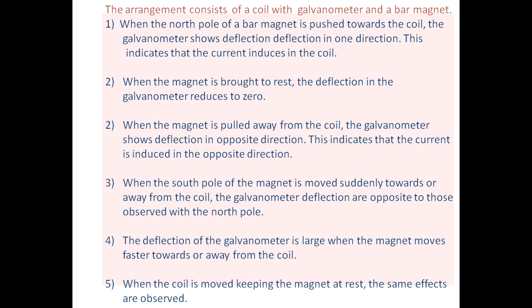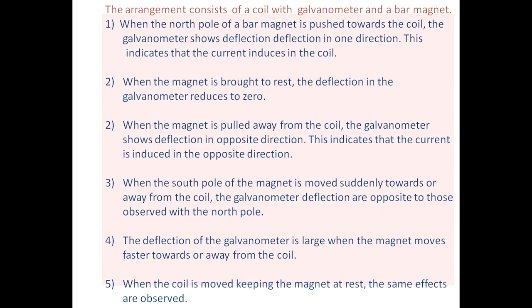Whenever the N pole is coming closer to the coil, that time the galvanometer shows some deflection. It means the current is induced in the coil. Then second one, when the magnet is brought to rest, the deflection of the galvanometer reduces to zero. Suppose the magnet is in a motion state, then only the galvanometer shows some deflection. Suppose the magnet is brought to rest, that time the deflection reduces to zero.